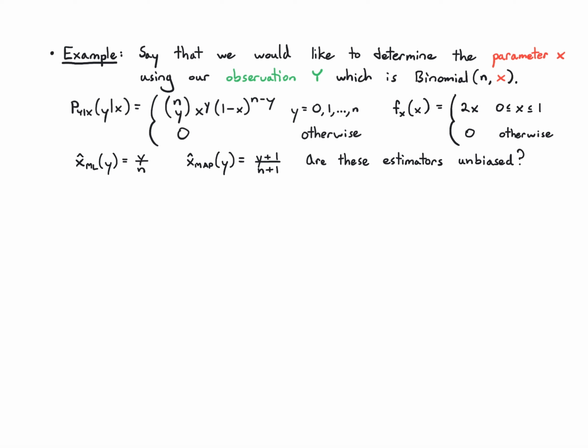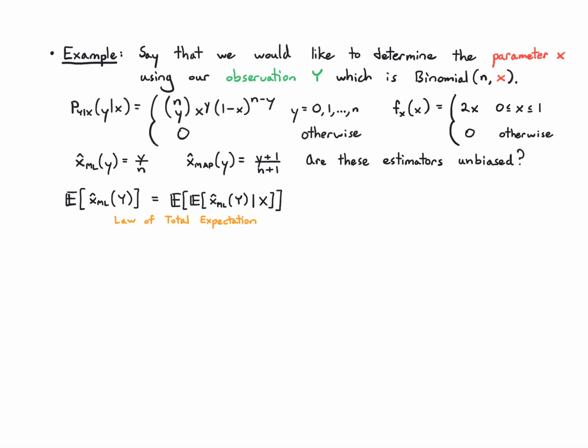Okay, well, let's start with the ML. So the average value of the ML estimator is something I'm going to get through the law of total expectation. So I'll take an inner expectation where I condition on the value of x, and an outer expectation where I average everything out. All right? So that's the law of total expectation.